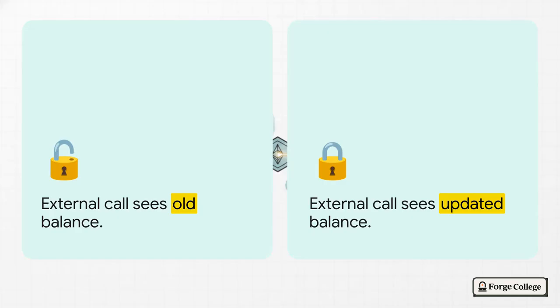And this right here is the real game changer. This behavioral shift. In the old version, an external call saw the old balance, which just left the door wide open for exploitation. But in our new, refactored version, the external call sees the updated balance. The attacker literally cannot exploit a stale state anymore because the state updates first. It's such a beautifully simple, elegant fix, don't you think?